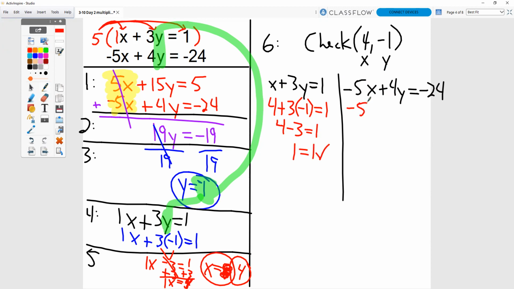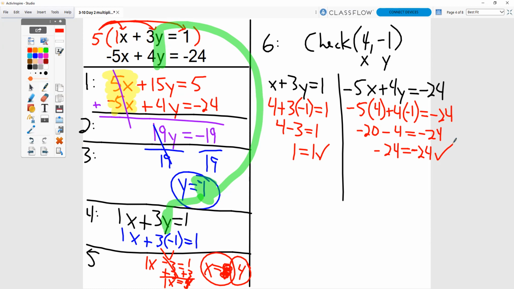Instead of -5x plus 4y, I have -5 times 4 plus 4 times -1, and that equals -24. So -5 times 4 is -20, minus 4 equals -24. That is -24. So -24 equals -24. It checks. So my two answers for this one were x equals 4 and y equals -1.